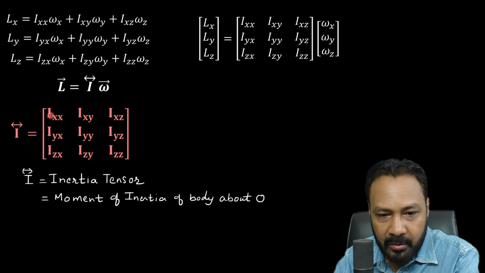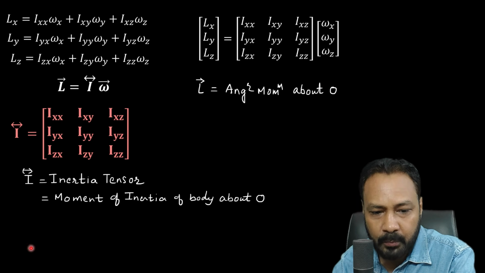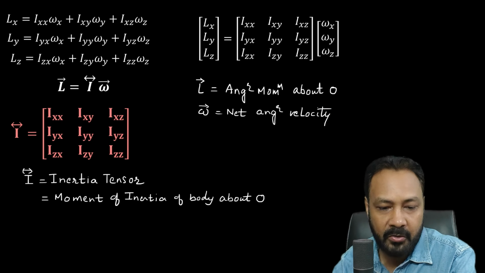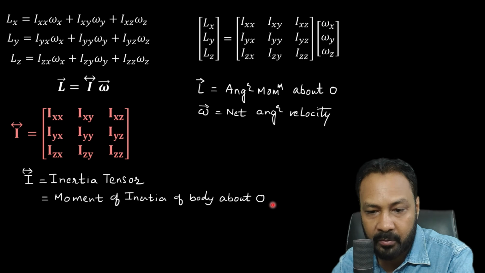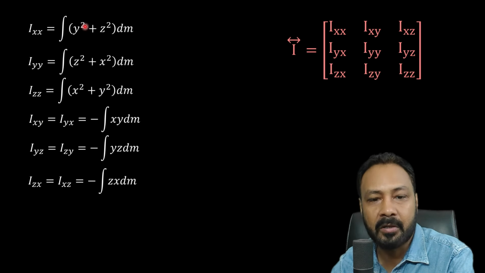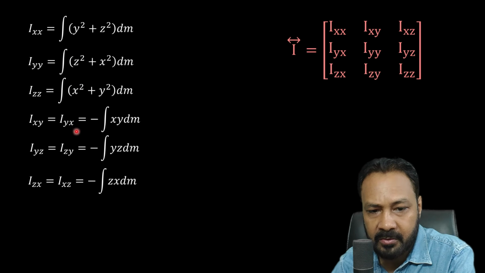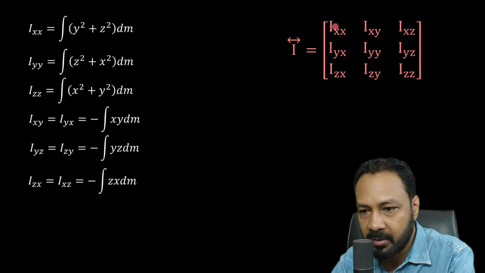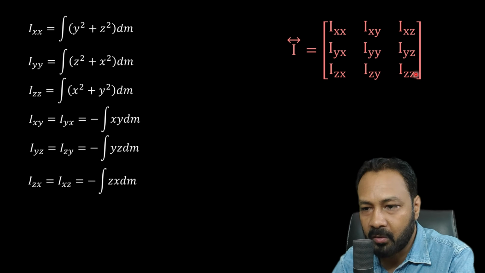So now we want to give an interpretation of these terms. There are 9 terms. L is the angular momentum about O, omega is the net angular velocity, and I is the moment of inertia of the body about O. Once again, we had replaced these integrals with Ixx, Iyy and so on. So Ixx is this, Iyy is this, Izz is this. These 3 terms are the diagonal terms, Ixx, Iyy and Izz, and these are the off diagonal terms.